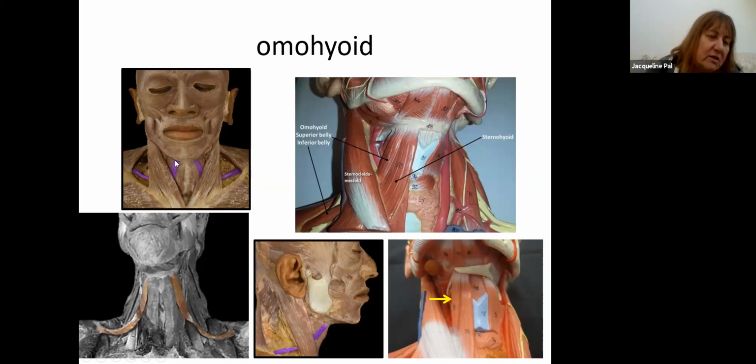So this is showing, go to the top left picture where you can see the superior belly, and then it's going to turn lateral and go in an almost horizontal position. All of that being hidden by the sternocleidomastoid. So you can see this even if the sternocleidomastoid is there. You can see both bellies. Now, if you were to take off the sternocleidomastoid, you actually can see the entire pathway of the omohyoid muscle.